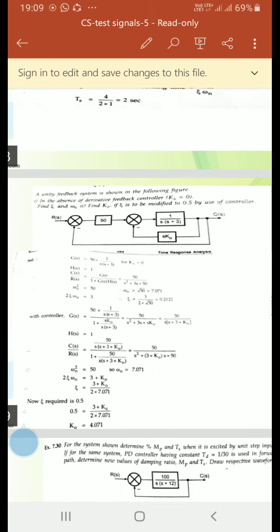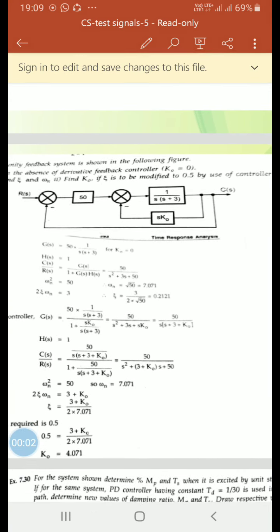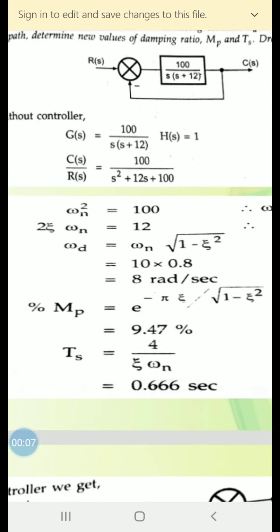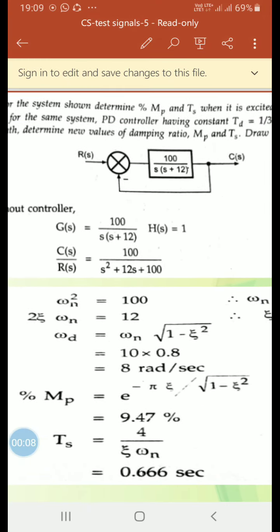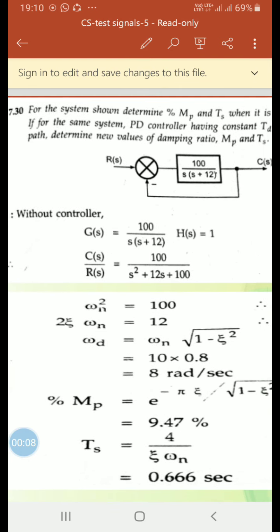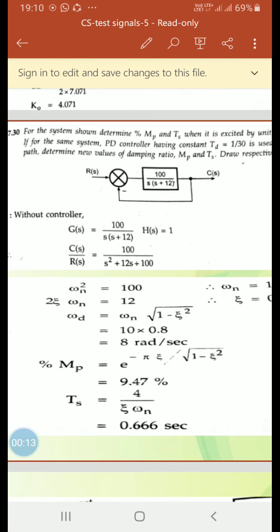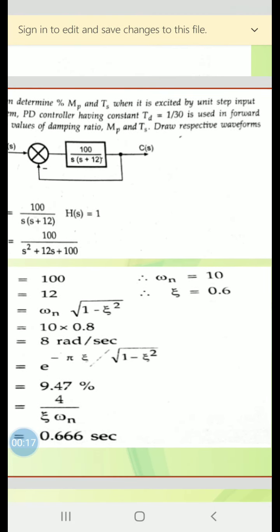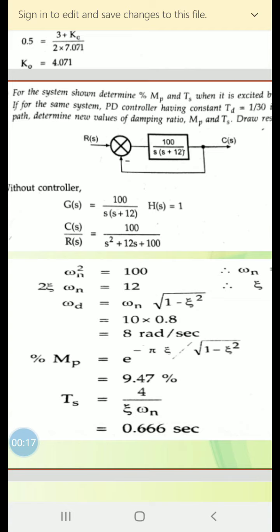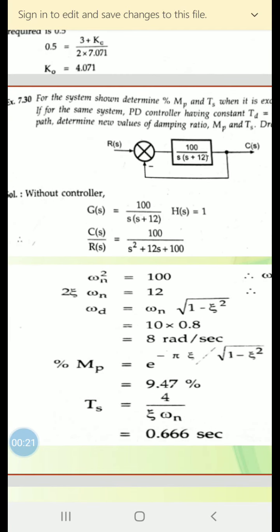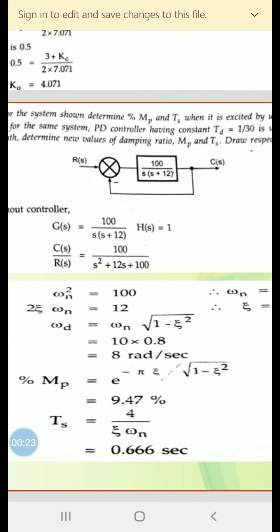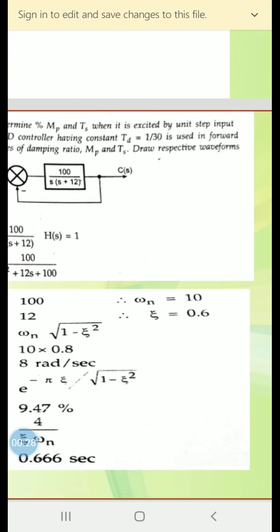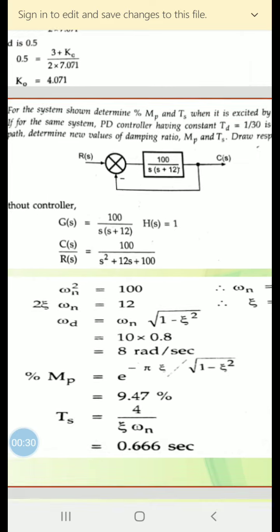So we'll see the problem in this lecture. The statement of the problem is, for the system shown, determine percentage MP and TS when it is excited by unit step input. I'll repeat, for the system shown, determine percentage MP and TS when it is excited by unit step input.